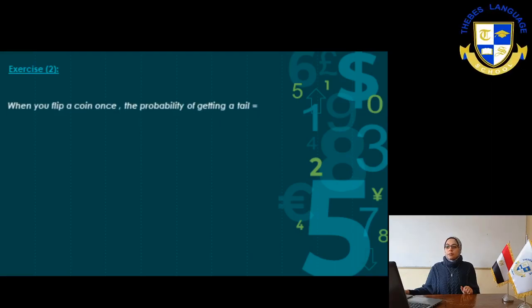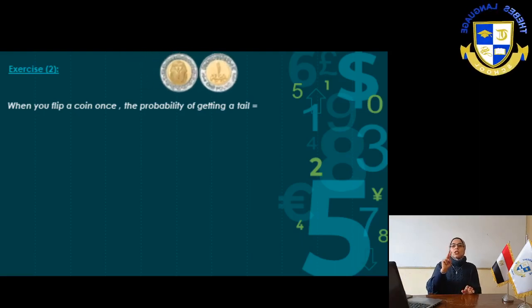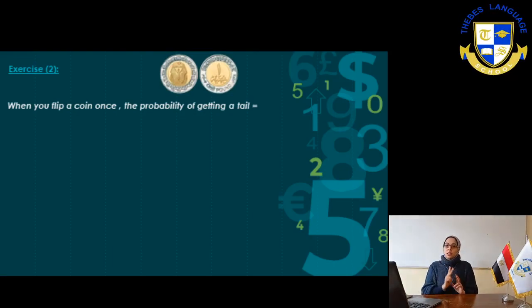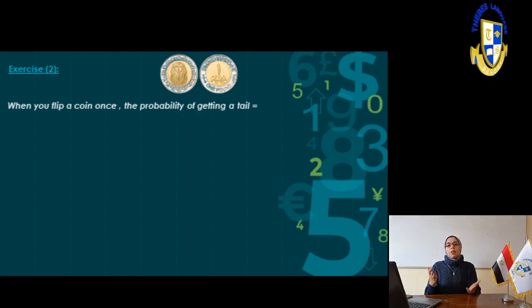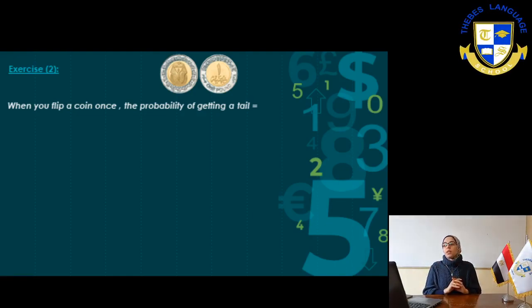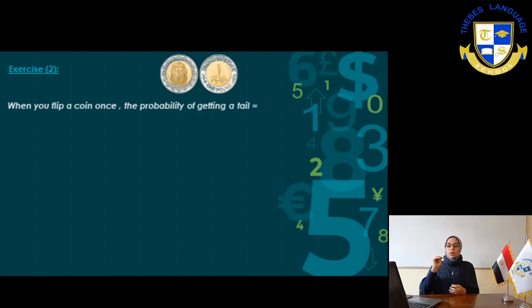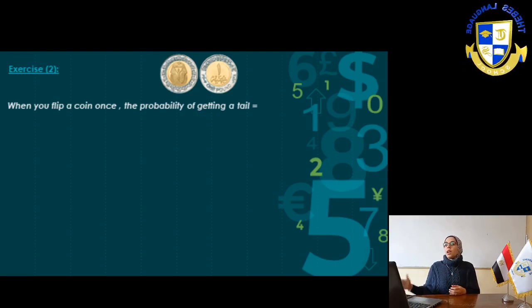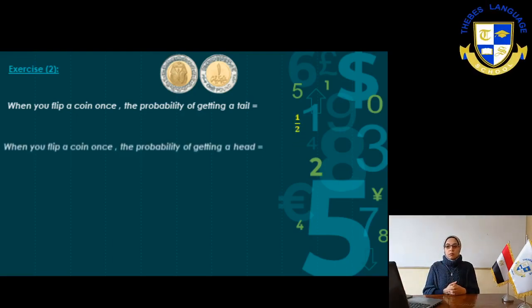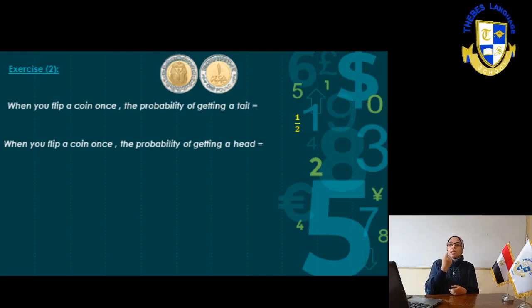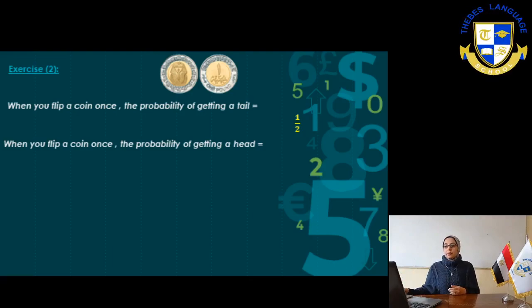When you flip a coin once, what is the probability of getting a tail? Do you know the coin? The coin has just two faces. One of them is a head and the other is a tail. So in the coin, the total will be 2 because the coin has 2 faces. So the denominator is always 2 for a coin. How many tails in the coin? Just one face has a tail. So the probability of getting a tail is 1 over 2, half.